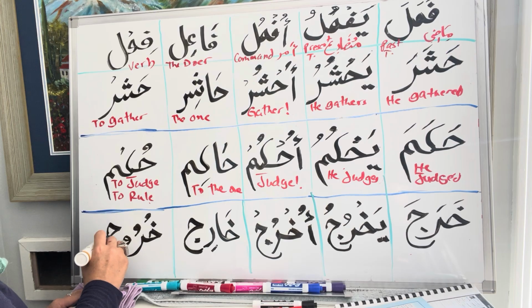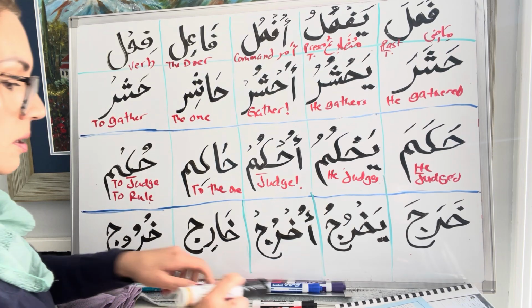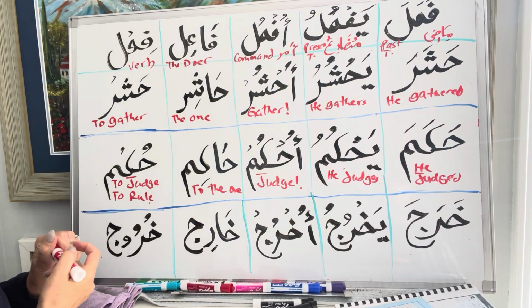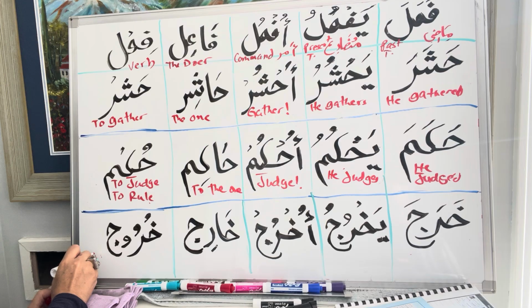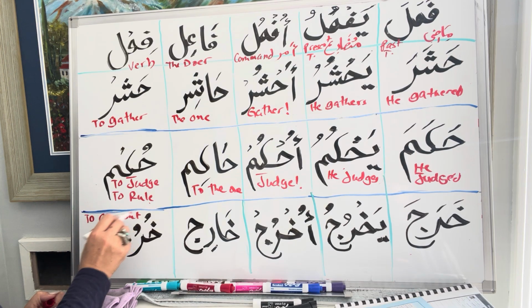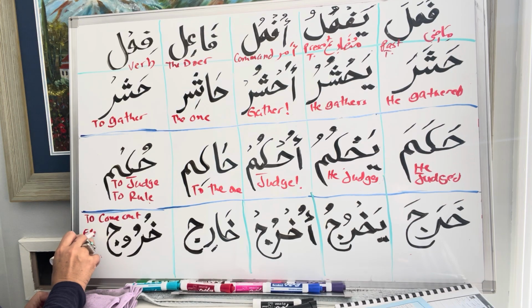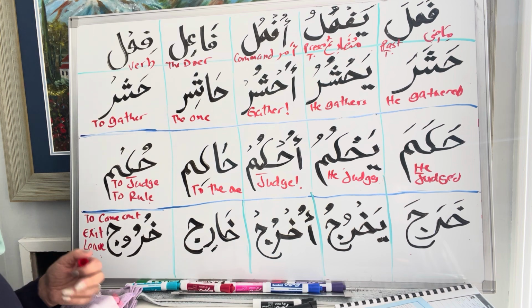خروج. All right, so what does it mean? Is to come out, to leave, to exit. Okay, let me see if I want to put all of it here. To come out, exit, leave. So again, multiple meanings for this word.